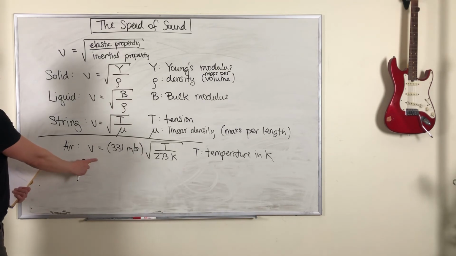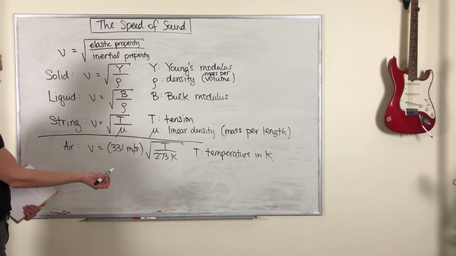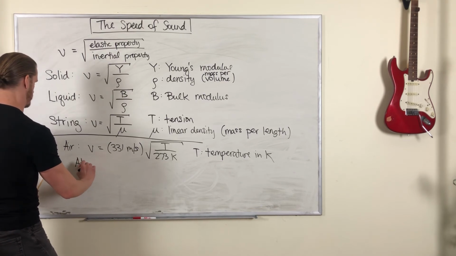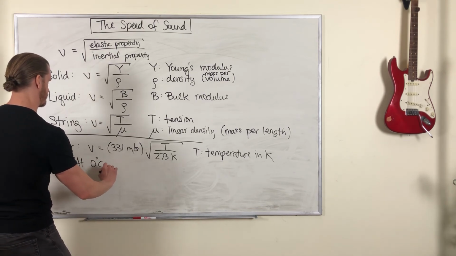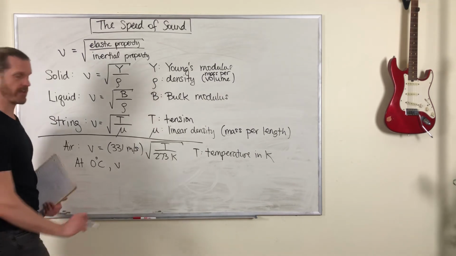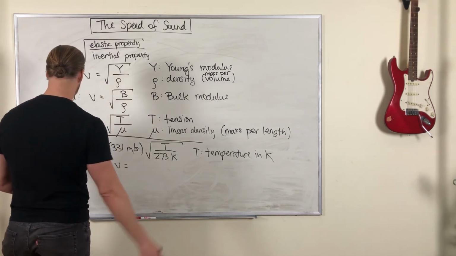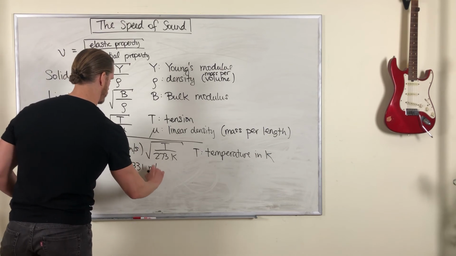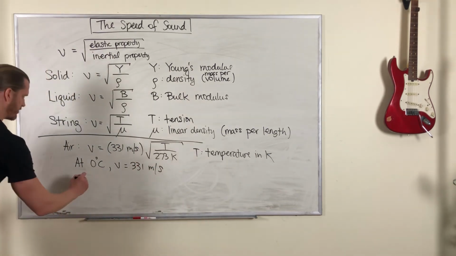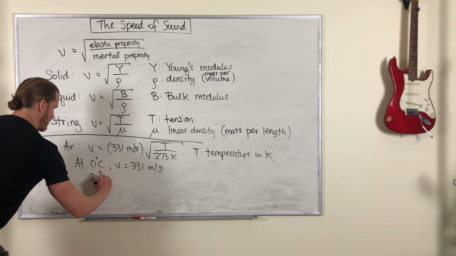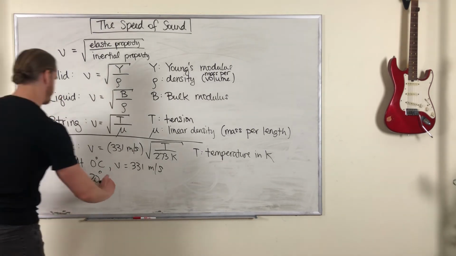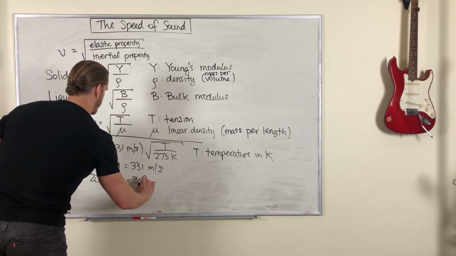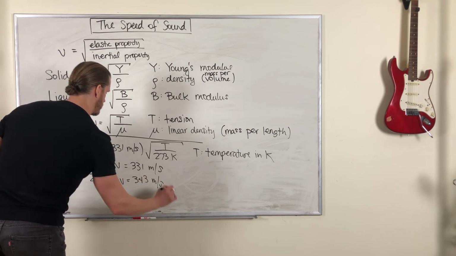So two common temperatures: at 0 degrees C, the speed of sound in air is 331. And at 20 degrees C, which is about room temperature, the speed is 343 meters per second.